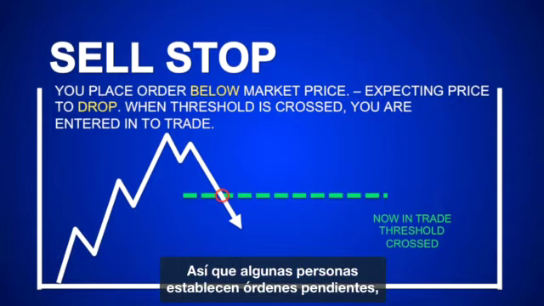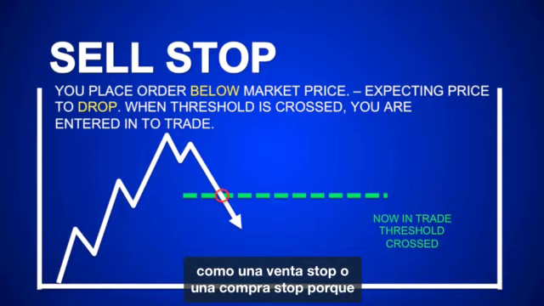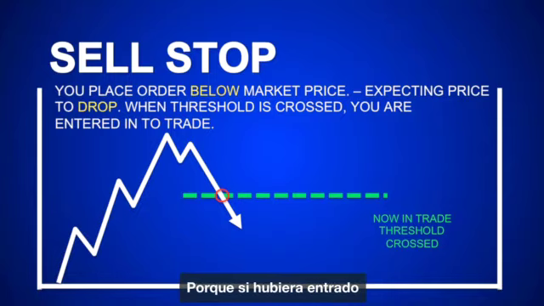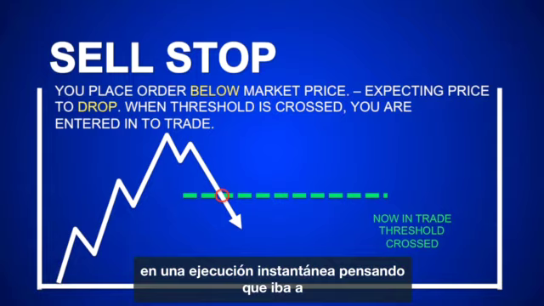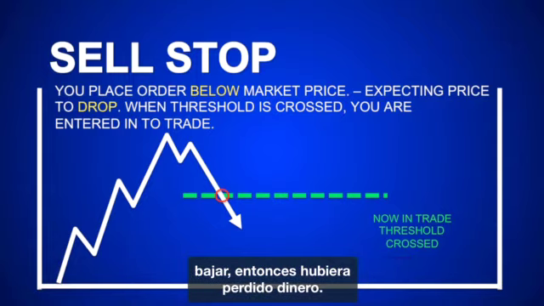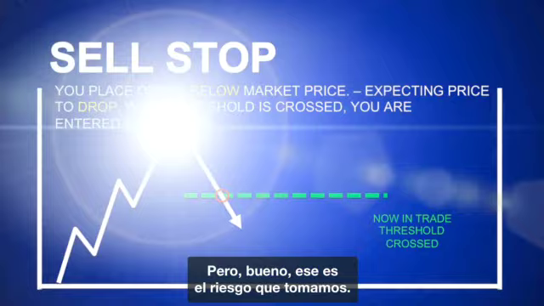So some people like to set pending orders like a sell stop or buy stop because it brings them security, knowing that, well, if price doesn't do what I wanted it to do, then I don't lose any money anyway, okay? Because if you would have entered that on an instant execution thinking that it was going to go down, you would have lost money. But hey, that's the risk we take.